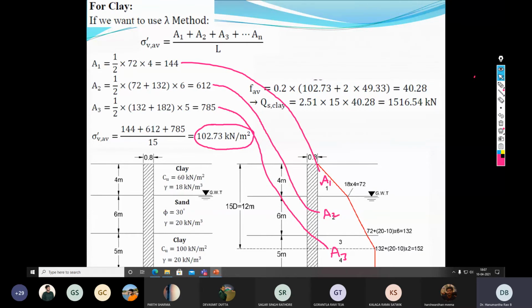So if anybody has any question, please ask me. This is the most important one. If you do not understand this one, then you will not be able to solve any pile related problem.